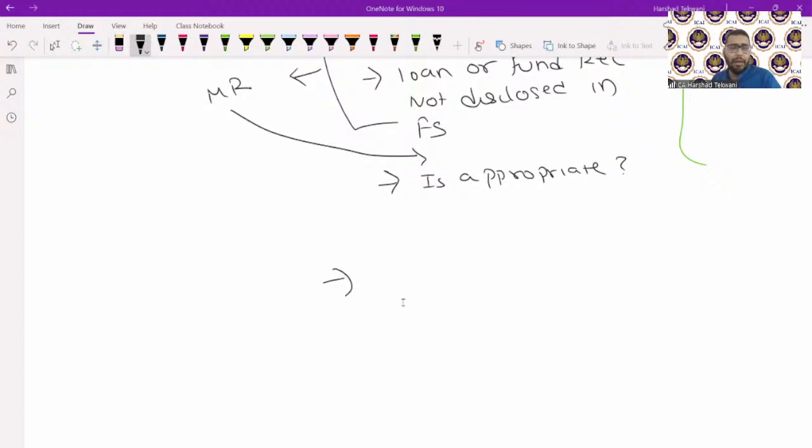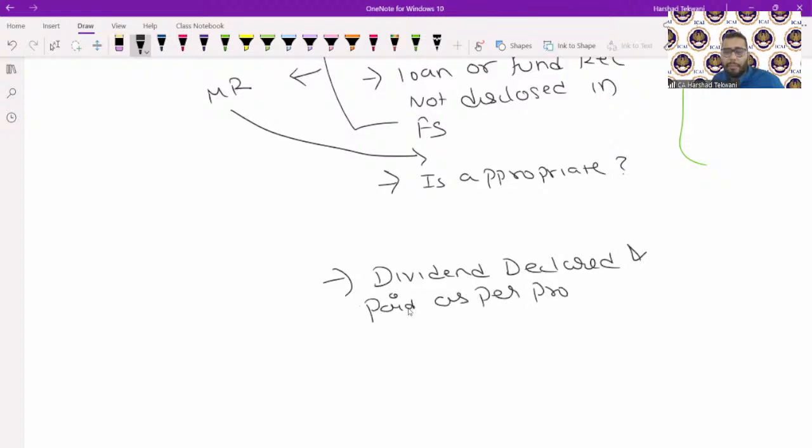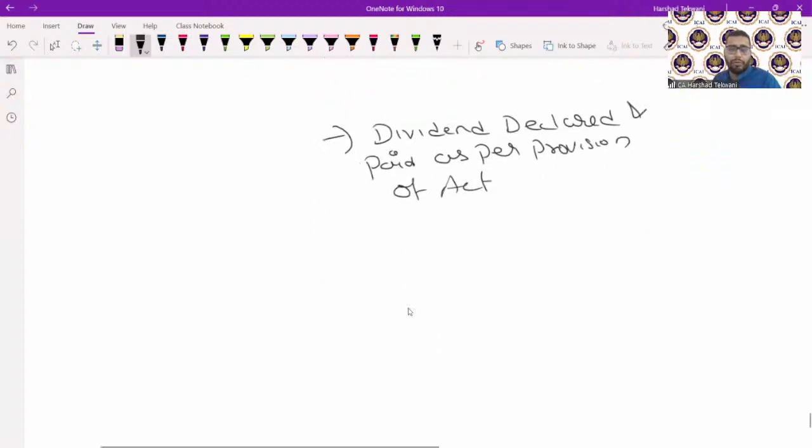We talked about E. Then it comes to whether the dividend that is being declared and paid is in compliance with the provisions. So dividend declared and paid as per provisions of the Act. You need to check whether the dividend which was declared and paid is as per the provisions or not.